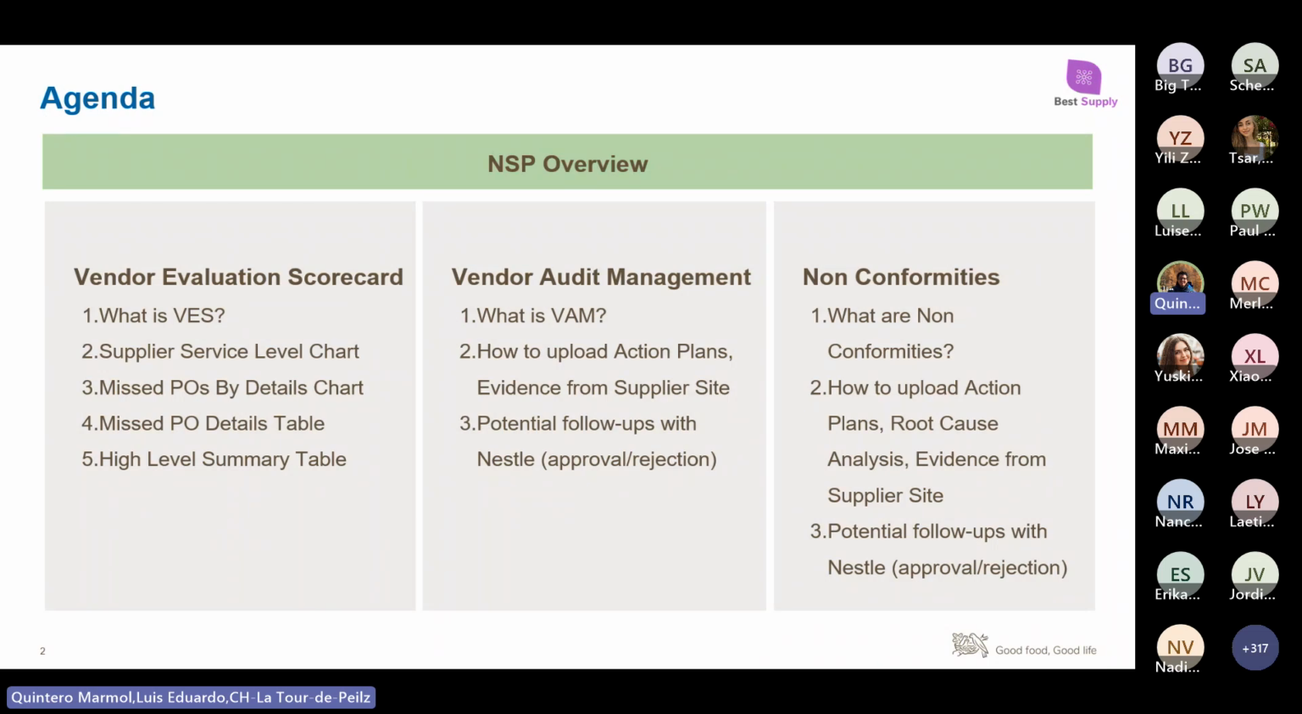In every one of them, we will be reviewing about the topic. What are we talking about per each of these modules? We will be seeing what are the information, for example, in vendor evaluation scorecard that you can see. In the vendor audit management, how you can take action in regards of your plans to show evidence on how to correct all of those points that were raised during an audit of your vendor site. And in the non-conformities, we will be reviewing how you can share your action plans, root cause analysis, and upload of evidences in order to close that quality claim when it is raised by one of our factories.